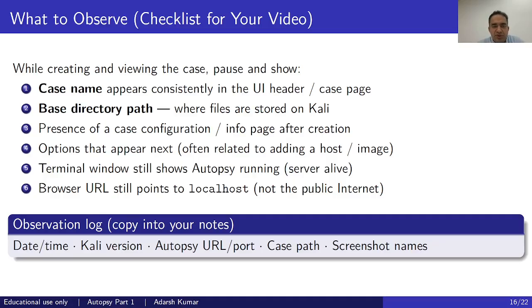Now, what to observe? First, observe and confirm that the case name appears consistently in the Autopsy interface. Second, note the base directory path so the viewer understands where the files live on Kali. Third, note the case configuration or information page that appears after creation. Fourth, highlight the next option that usually appears, often related to adding a host or disk image.